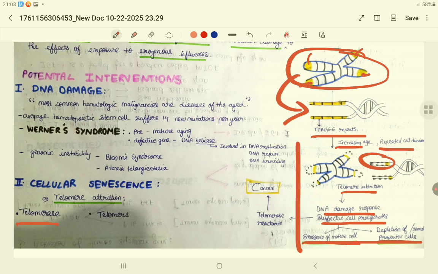But in the case of cancer cells, what will happen is there will be something called telomerase reactivation. Telomerase will help in maintaining the length of the telomere.